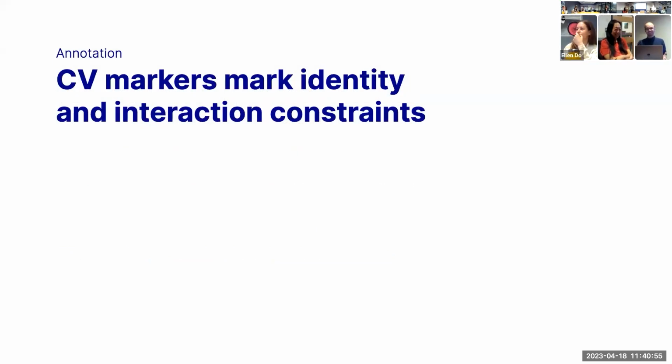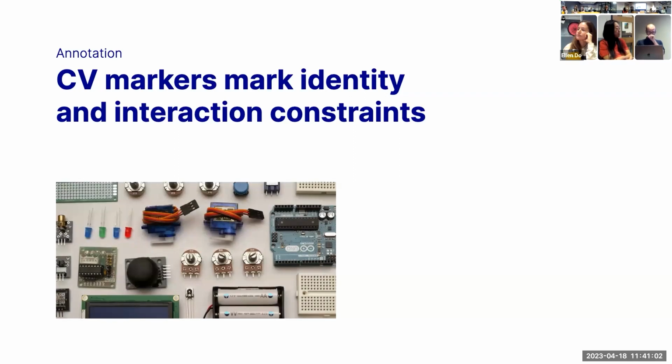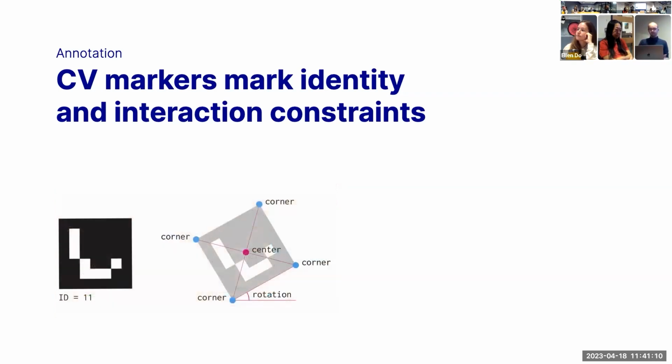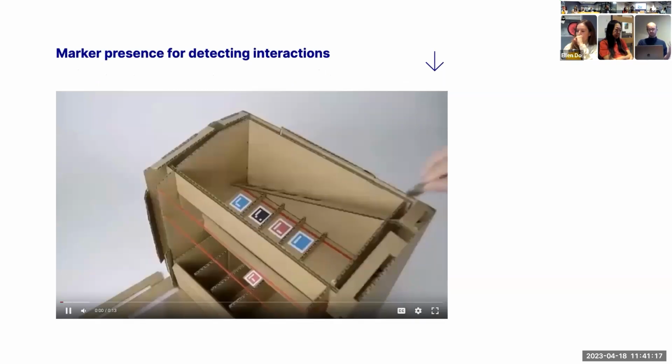Our first insight centers around how CV markers mark identity and interaction constraints. With electronics, designers will often use a different component to sense a different interaction. For example, a button for presses and a potentiometer for turning. However, with CV markers, a single component is capable of sensing a wide range of interaction due to all of their values. The simplest value a marker provides, presence, was used in a variety of ways throughout these studios.